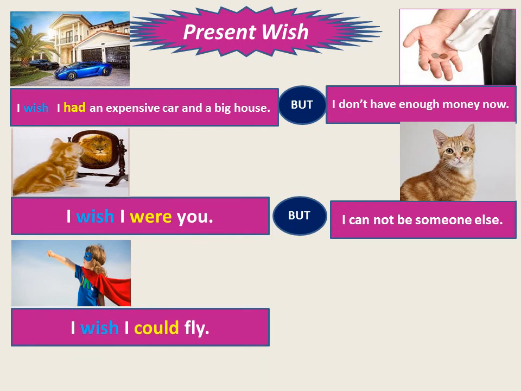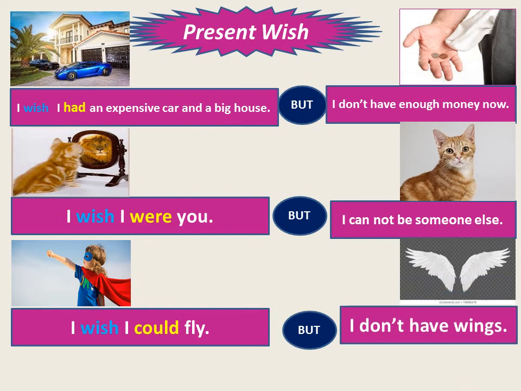Next example. I wish I could fly. So this boy wants to fly. But is it possible? Of course not. I don't have wings. So he's not like a bird which has got wings and can fly in the sky.